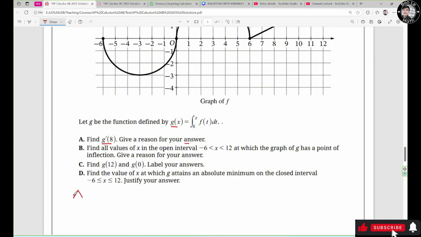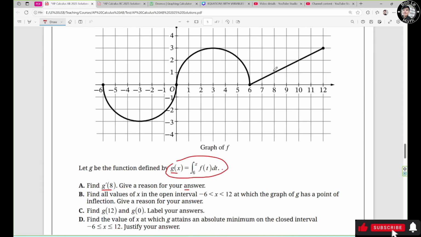Alright, question A, very straightforward. You need to calculate g prime of s first. For g prime of s, you take the derivative of this guy right here, and it turns out to be f of s. Now, g prime of 8 is going to be f of 8. Now, f of 8 is going to be right here. So the answer is 1.